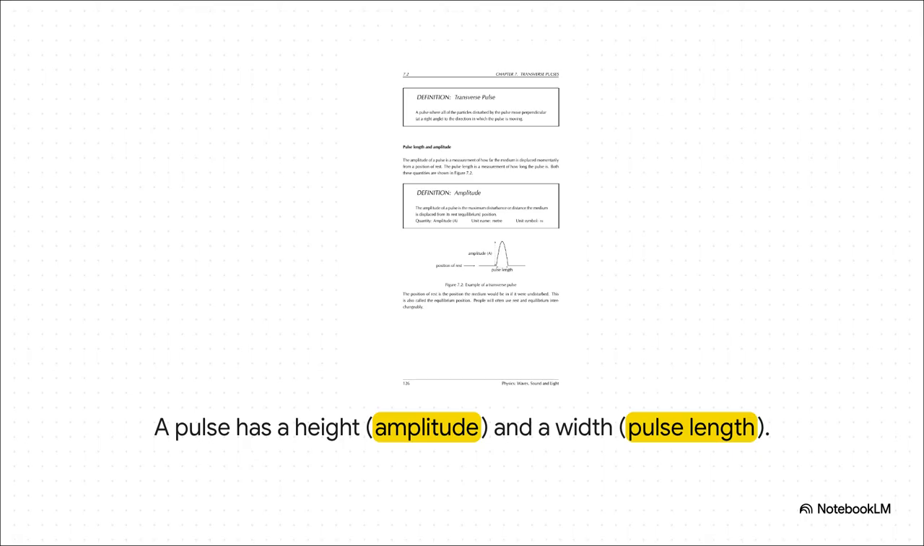So every pulse has two basic measurements. See that dotted line? That's the rope just sitting there, its position of rest. The height of the pulse, from that rest line to the very top, is what we call the amplitude. And how wide it is, well, that's its pulse length.